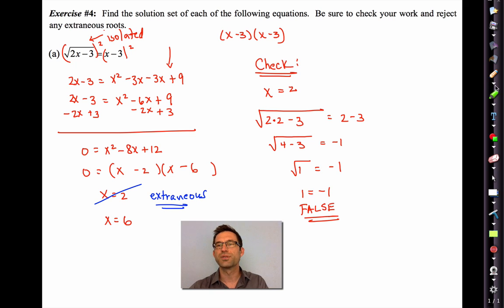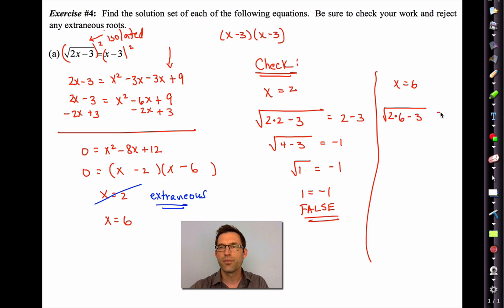Let's check x equals 6. Let's do that one as well. Maybe they're both extraneous. All right, here we'll have the square root of 2 times 6 minus 3 is equal to 6 minus 3. I don't know.